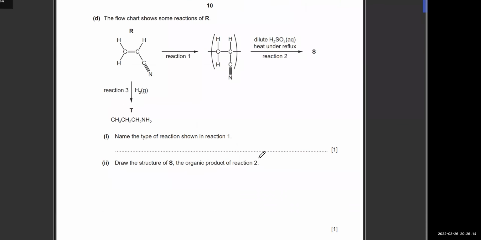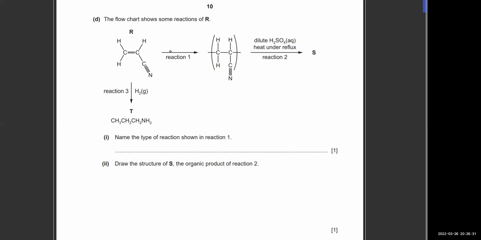This is name the type of reaction shown in reaction number one. So reaction number one is polymerization. Lekin what type of polymerization? There's only one type: addition. Alkenes undergo addition. Wo dusri wali hai nahi course mein. Matlab condensation is not, it's in A2. Theek hai, so that's addition polymerization. Draw the structure S, the organic product of reaction number two.